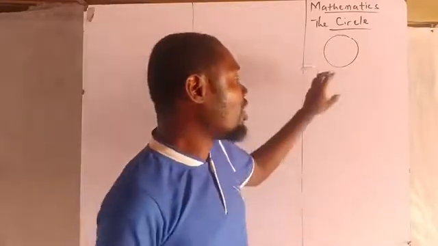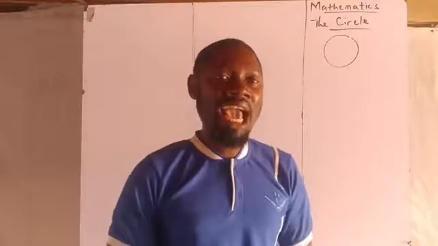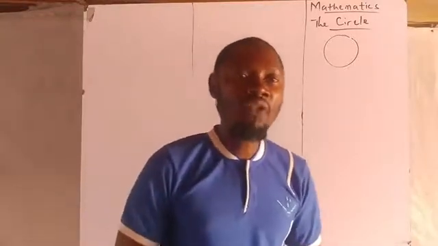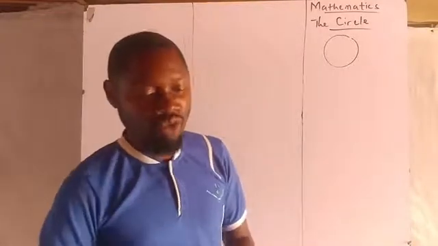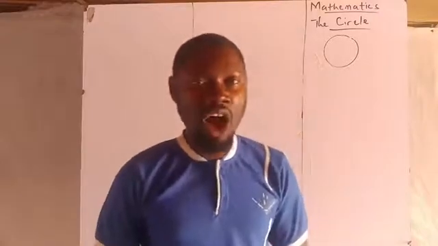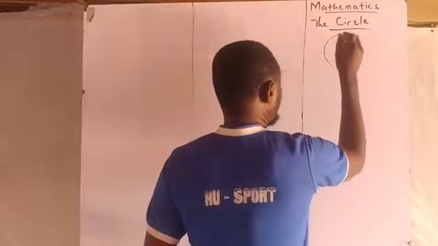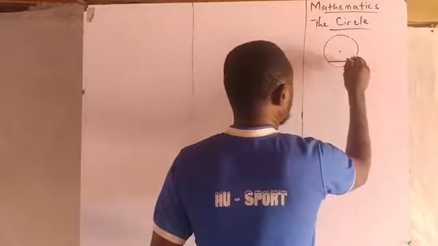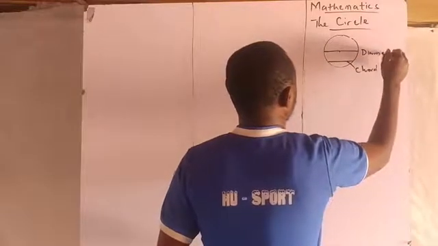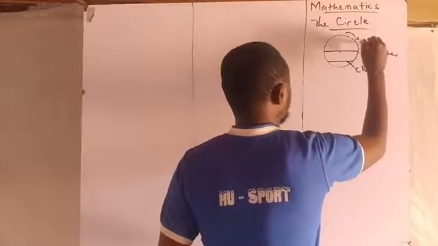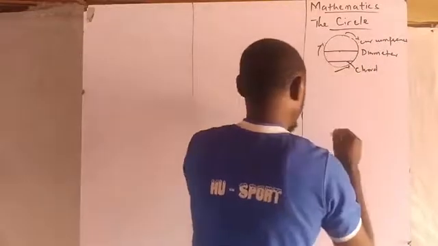We talked about also the chord. We said a chord is a line segment that has its ends touching the edges or the rims of a circle. And I also mentioned to you that a chord that runs through the center of a circle is called diameter. This is it, the center of the circle. This is a chord. This is a diameter. Circumference.